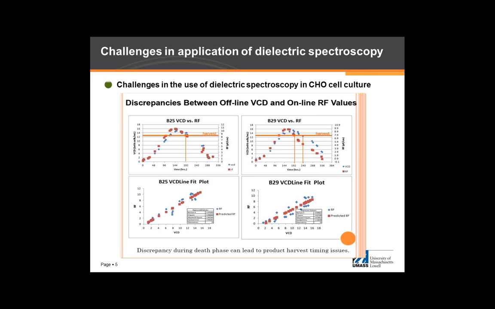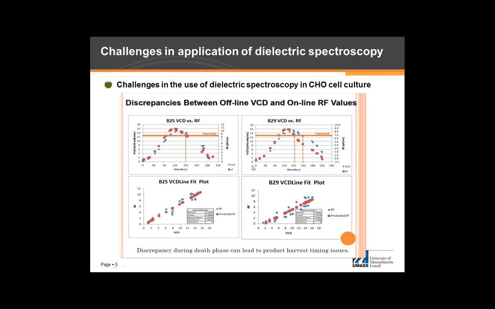As John outlined, there are many companies in the United States and Europe using this technology for estimating viable cell density in real time, and then using that for decisions on harvest and the product transfer from the seed train to the production train and so on. However, one observation made by several companies is that during the lag and exponential growth periods, this real-time estimation based on dielectric spectroscopy is pretty good.